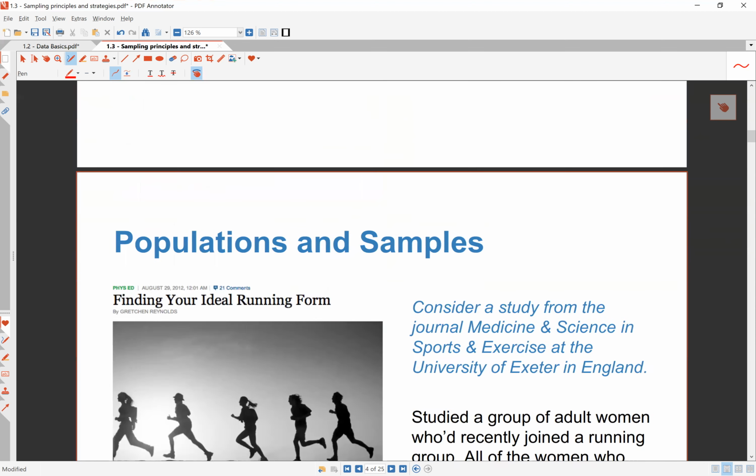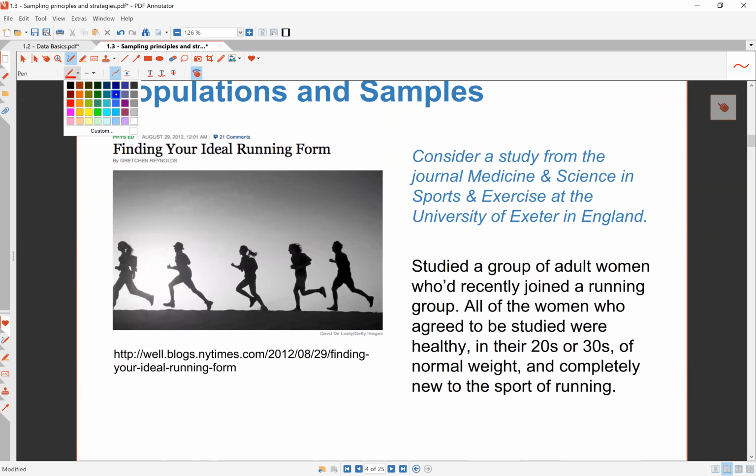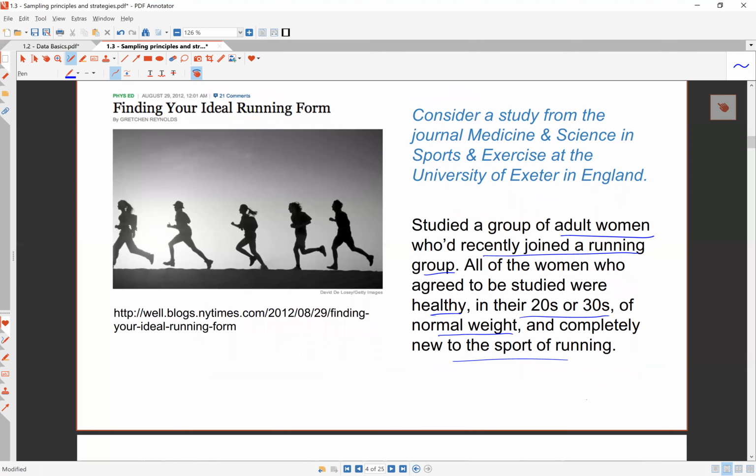Well, the study then went and looked at a group of adult women who'd recently joined a running group. All of these women agreed to be studied. They were healthy, they were in their 20s or 30s, they were of typical weight and completely new to the sport of running. So it's a valid sample in the sense that these women participating in the study do form part of the larger group of all people.